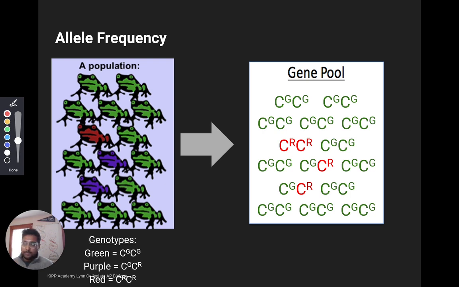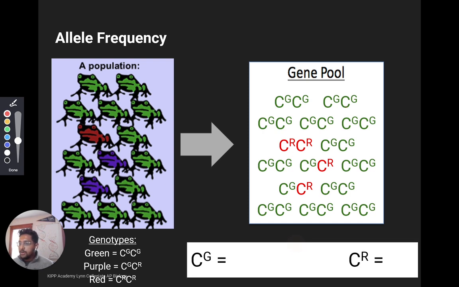We can literally just count them, or we can do it a little bit easier math. So I can tell you that there's, let's see, 1, 2, 3, 4, 5, 6, 7, 8, 9, 10, 11, 12, 13, 14, 15, 16, 17, 18, 19, 20, 21, 22, 23, 24, 25, 26 CGs. So we have 26 CG. And I know that there's 15 frogs, so there's 30 alleles in the population, so there's going to be 4 CR. And we can do a little bit of math.